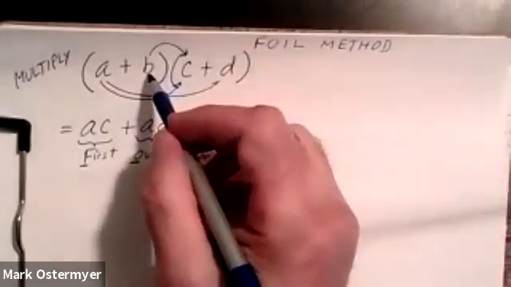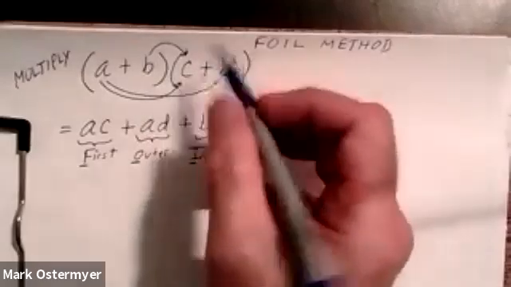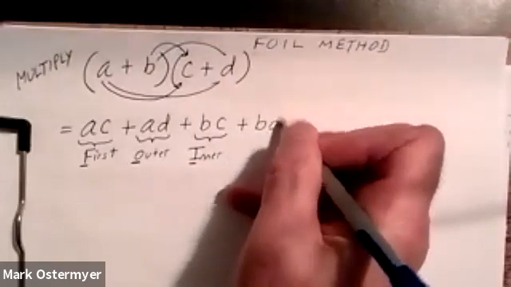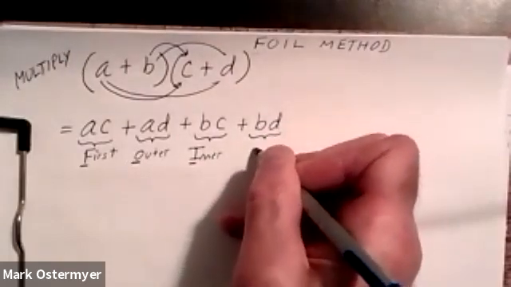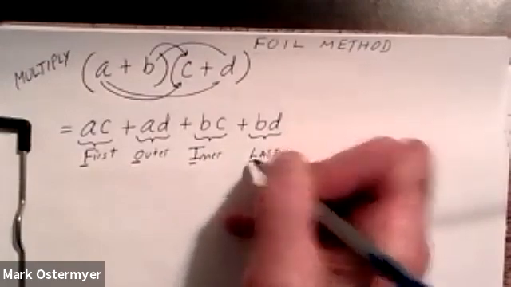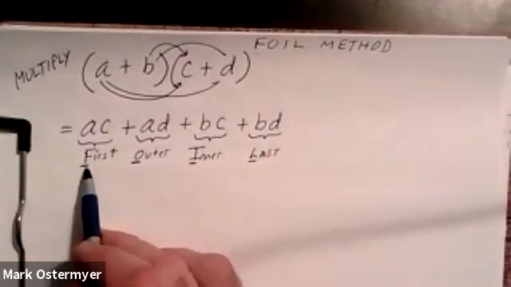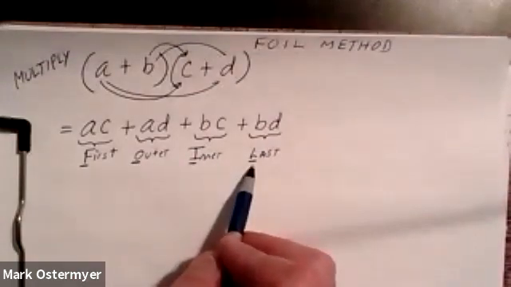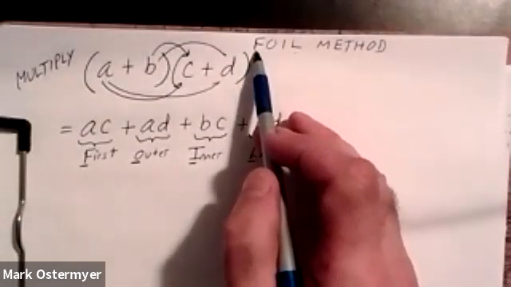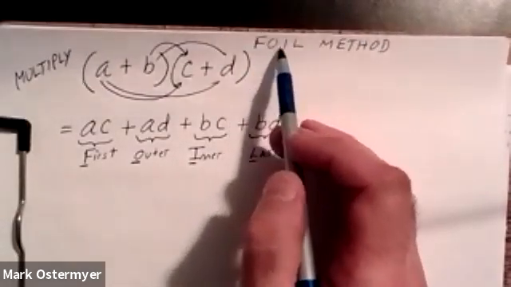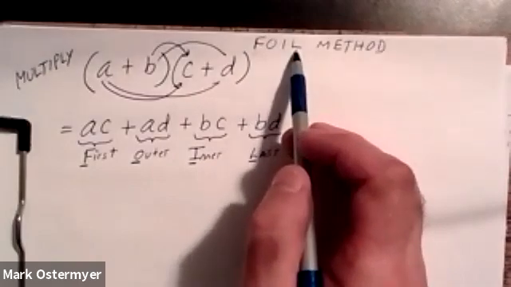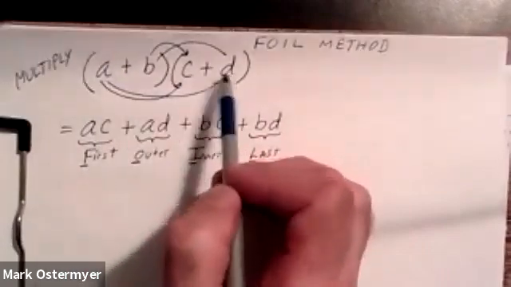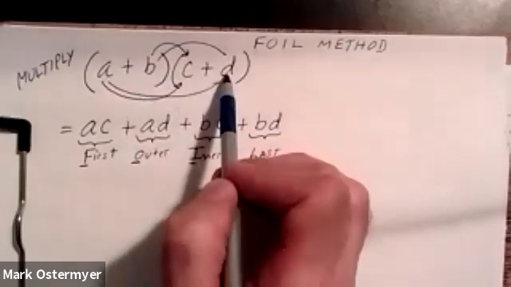Then we multiply the last terms of our binomials together. B gets multiplied by D. B times D is BD, so plus BD. This is the product of the last terms. And notice you get the word FOIL, F-O-I-L. FOIL stands for the product of the first terms plus the product of the outer terms plus the product of the inner terms plus the product of the last terms.